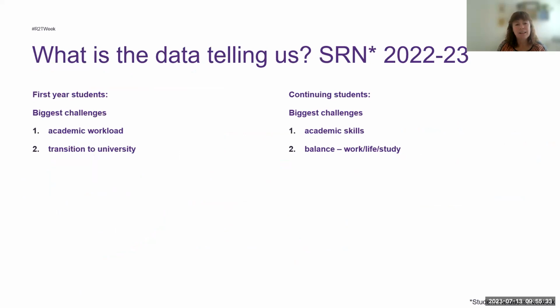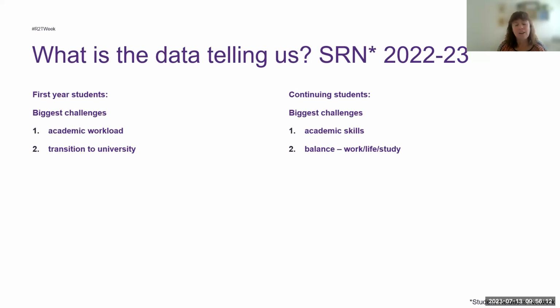Okay, so what is the data telling us about where students are now? This data comes from the student relations network, all the conversations that were had with students over the past year around all sorts of different questions, but one of the questions was, what are your biggest challenges? And it boiled down to these two things. For first year students, the biggest challenges were academic workload and transition, which is no surprise. And for continuing students, the biggest challenges were their academic skills, so not feeling equipped for their study, and also a difficulty in balancing work, life and study.